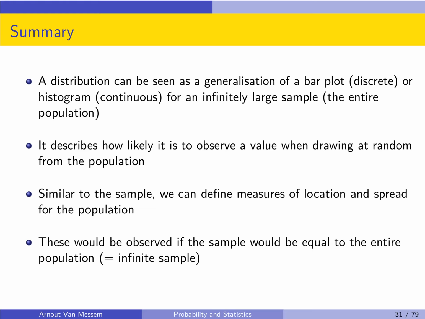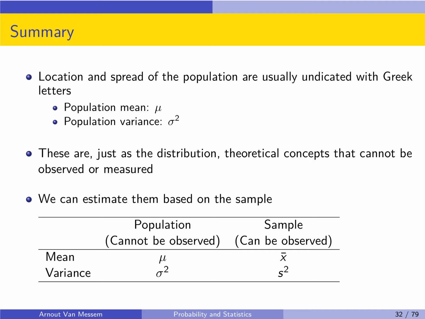and a population variance. These values are the values that would have been observed if the sample would be equal to the entire population. So if we have an infinite sample and we calculate the mean, we obtain the population mean. If we calculate the standard deviation, we obtain the population standard deviation. For the population, we use Greek letters to indicate location and spread. So the population mean is indicated by mu, the Greek letter for m. The population variance is indicated by sigma squared, where sigma is the Greek letter for s. Of course, these are theoretical concepts. We cannot observe them, we cannot measure them, we can only try to approximate them.